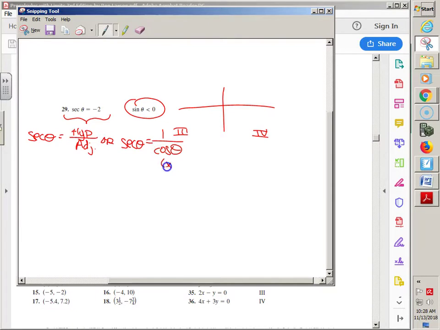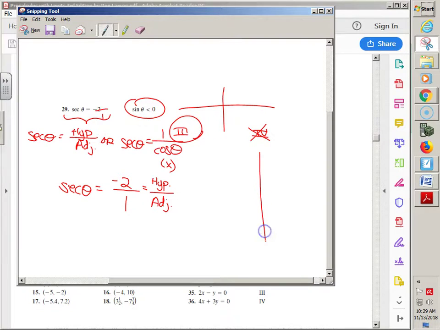And you could think about cosine being x. So when they tell me that secant is -2, I could say secant is -2 over 1, because I can always put over 1. So then I could say this is my hypotenuse and this is my adjacent. I could say that as far as the sides. And if cosine is negative, I know not this quadrant, I know this quadrant.